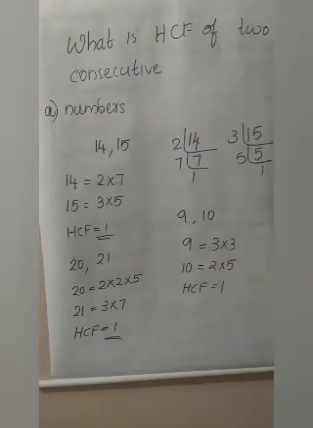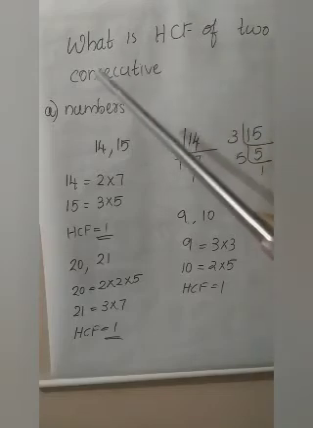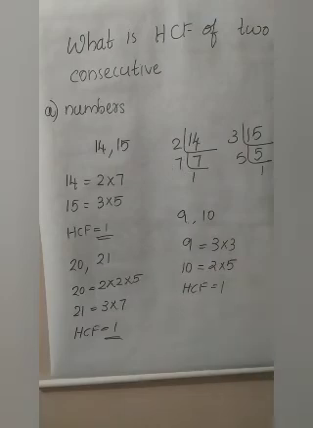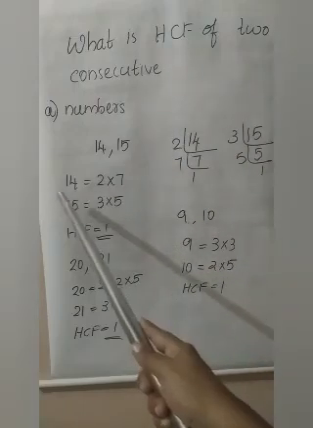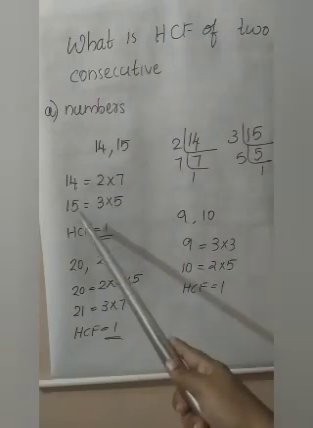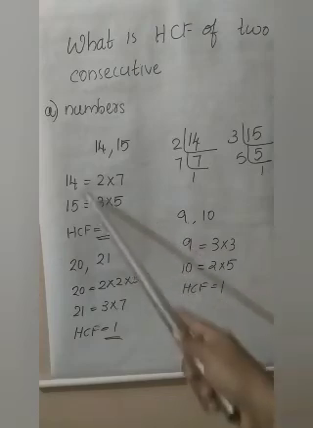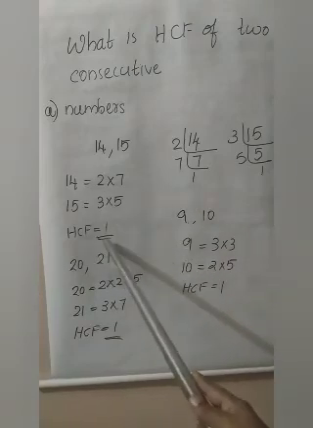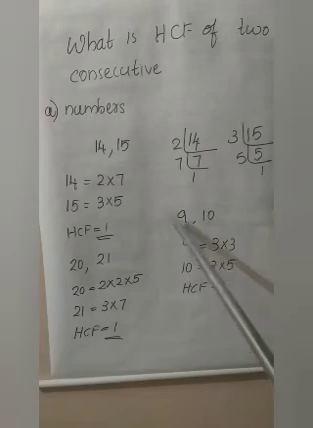Next question. What is the HCF of two consecutive numbers? What do we mean by consecutive? Numbers lying next to each other. For that, take any two consecutive numbers. First I am taking 14 and 15. After factorizing, what are the factors? 14 is 2 into 7. 15 is 3 into 5. Is there anything common? What is the HCF? 1.